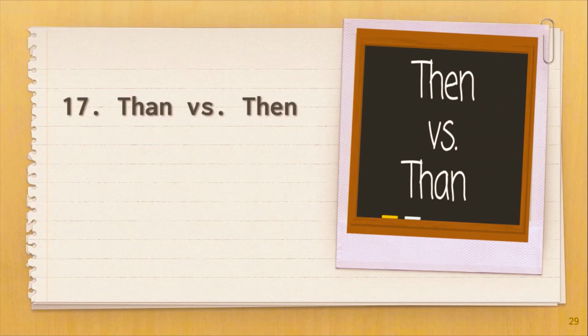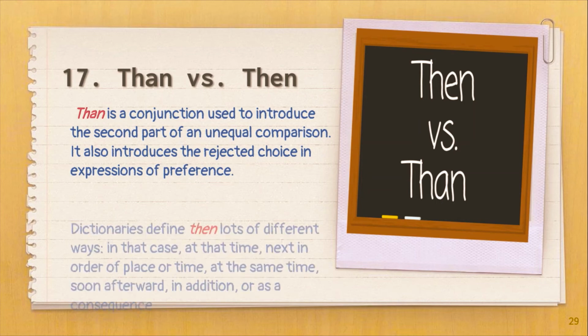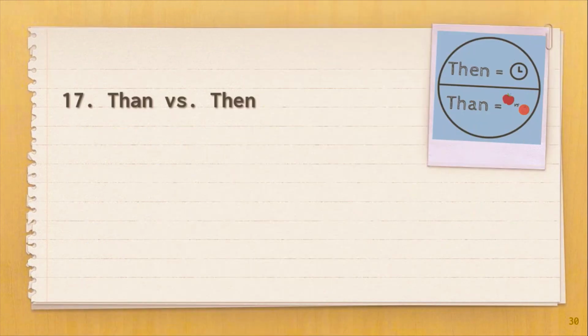Okay, next is then versus than. Than is a conjunction used to introduce the second part of an unequal comparison. It also introduces the rejected choice in expression of preference. Well, dictionaries define then in lots of different ways: in that case, at that time, next in order of place or time, at the same time, soon afterward, in addition, or as a consequence. Let's see for example here.